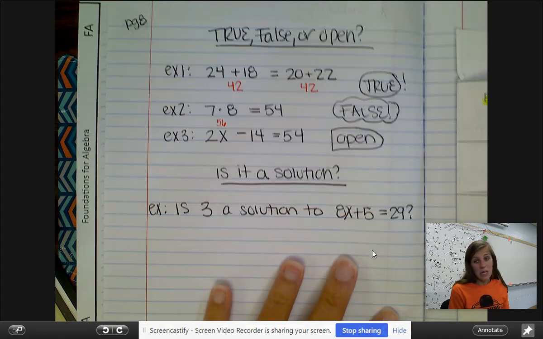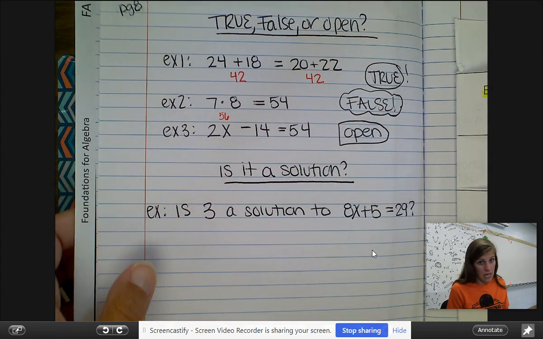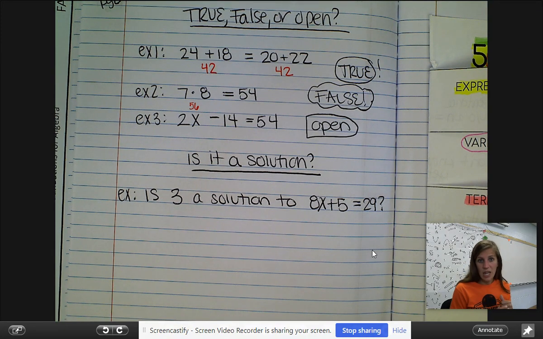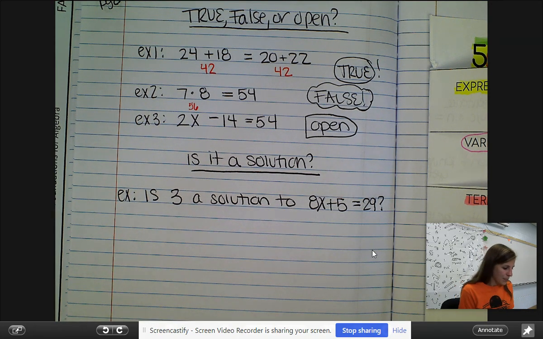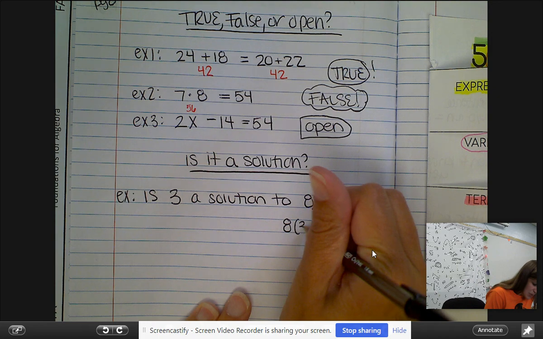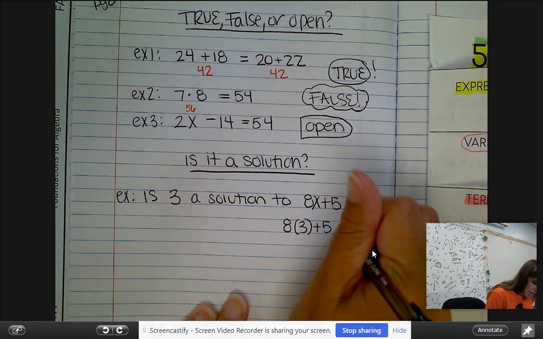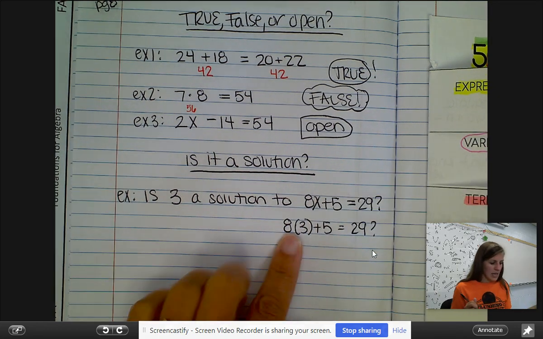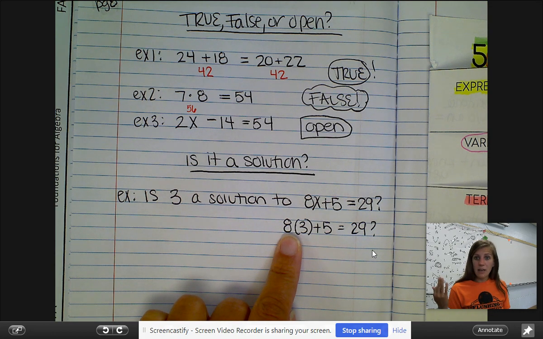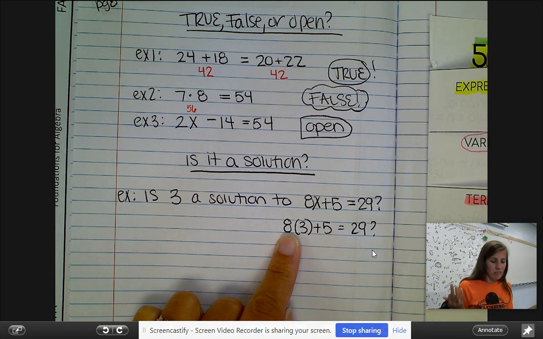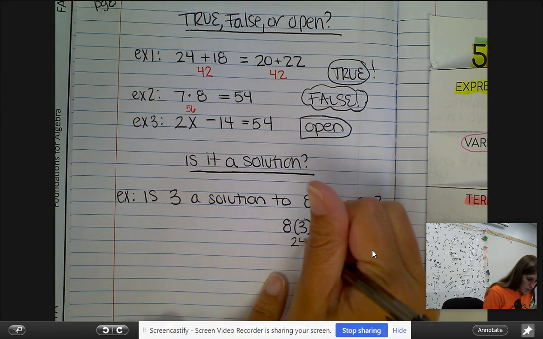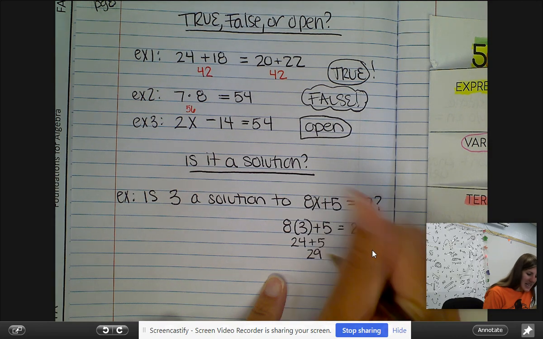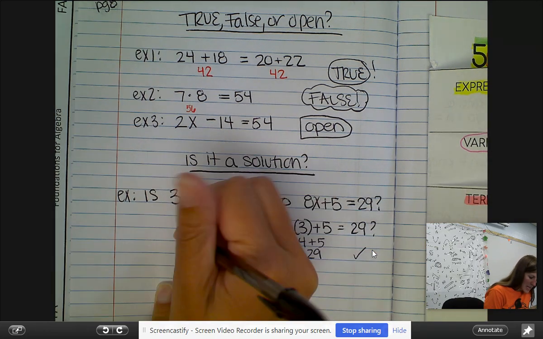Okay, so again, I'm not going to solve it. I don't need to. They already gave me a potential solution. I'm going to see if it is or not. And so to know, I take 3 and I put it in for x to see if it's going to work out. So in place of x, I put 3. And now it's a question. Is 8 times 3 plus 5 29? So I can simplify. 8 times 3, because I got to follow order of operations, is 24, plus 5 is 29. So yes, it is a solution.